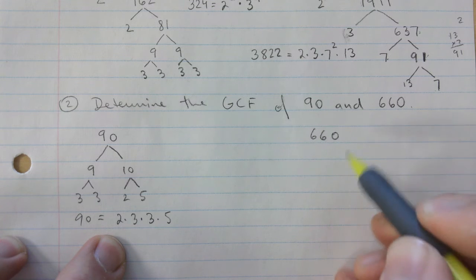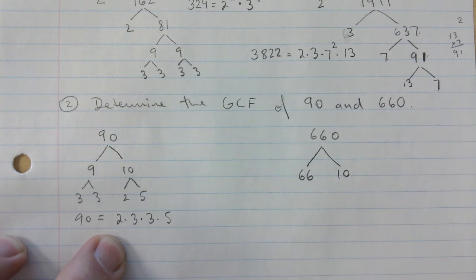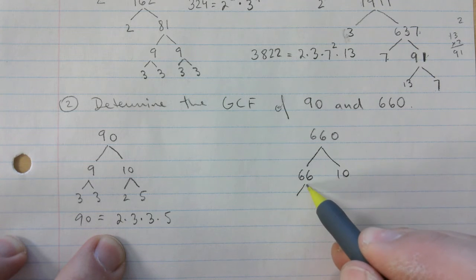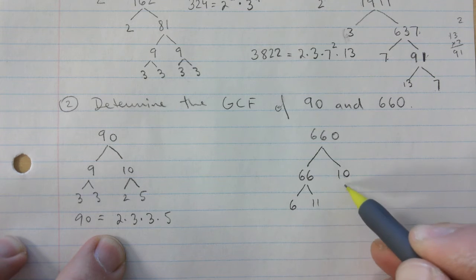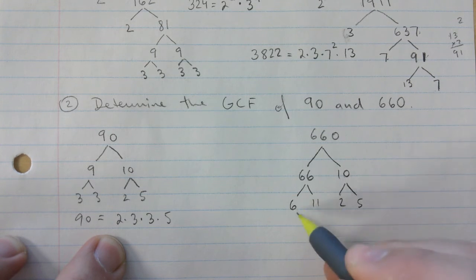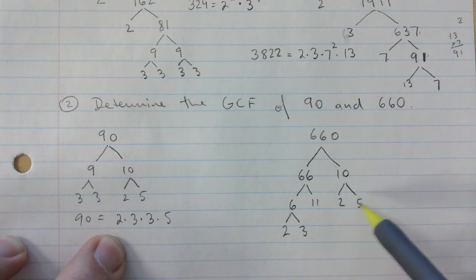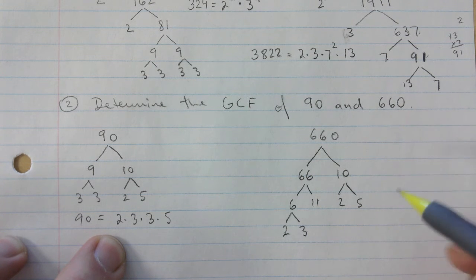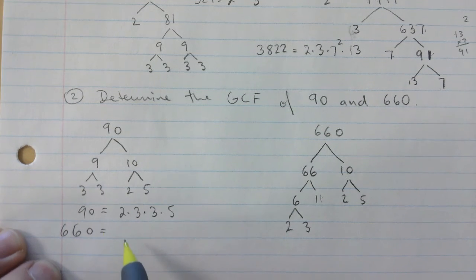Then 660, you can break that down to 66 times 10. Right? This is going to be 6 times 11. This is going to be 2 times 5. It's already prime. The only one you need to still break down is the 6, which is 2 times 3. So prime, prime, prime, prime, prime, right? So 660, you write it next to it.